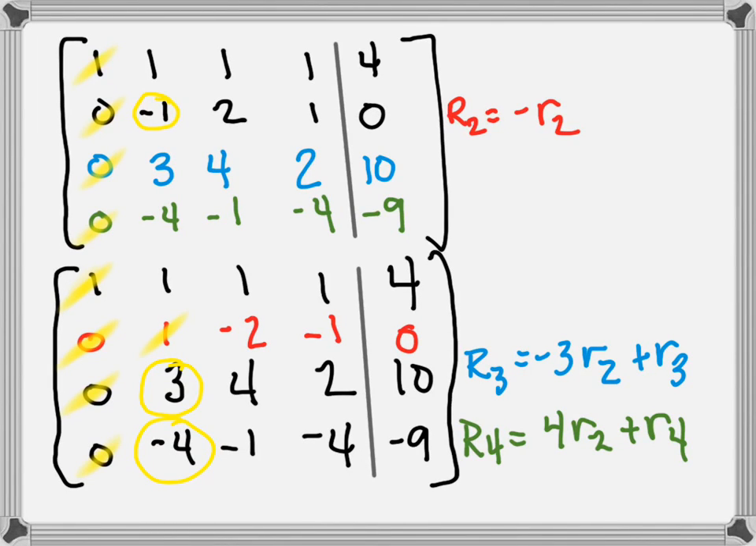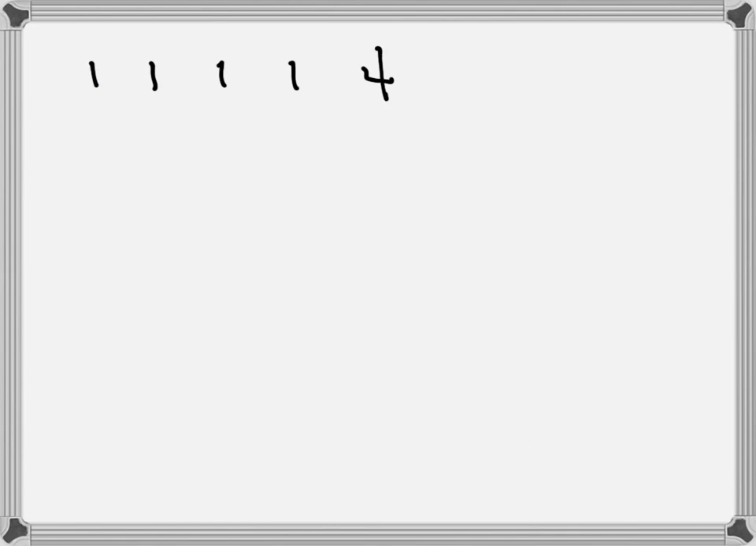Okay, I'm going to continue this problem by performing those row operations on row 3 and row 4. On the next slide, the first two rows will not change. So my first row stays 1, 1, 1, 1, 4. My second row stays 0, 1, negative 2, negative 1, 0.